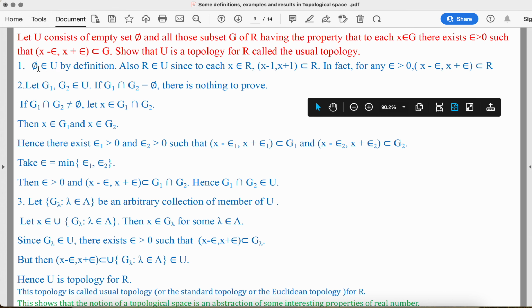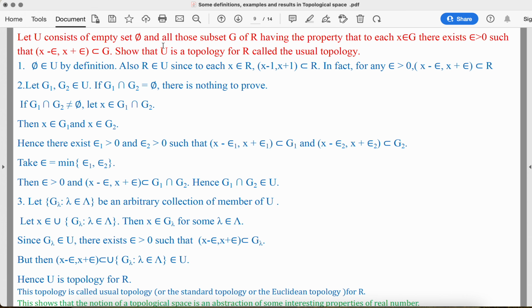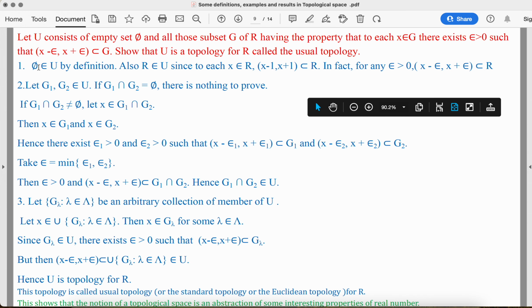We know that the steps are almost similar to what we did in a previous slide. Now we will show that U is a topology of R. For this we will show that the set U satisfies all the properties of a topology. So first, clearly phi belongs to U by definition. Also R belongs to U. We have considered the set of real numbers here. So R belongs to U, because for each x belonging to R, the open interval x minus 1 to x plus 1 is a subset of R.